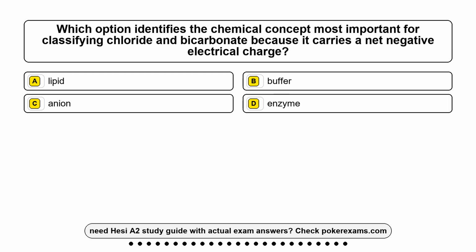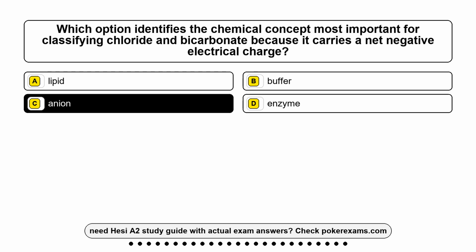Question 14. Which option identifies the chemical concept most important for classifying chloride and bicarbonate because it carries a net negative electrical charge? Option A, lipid. Option B, buffer. Option C, anion. Option D, enzyme. The correct answer is option C, anion.